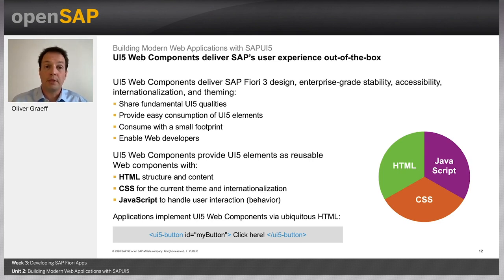The fourth topic is UI5 web components. A web component delivers SAP's user experience out of the box. The web components bring design, bring enterprise-grade features like accessibility and so on. It comes with HTML and CSS, meaning the UI5 web components can bring up visual elements on the screen. And it also comes with JavaScript, so there's also some behavior.